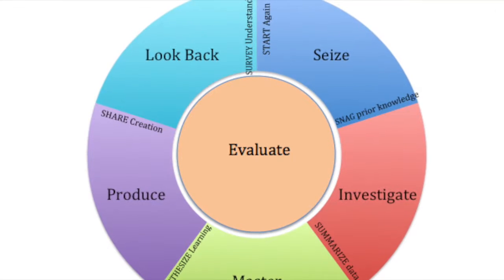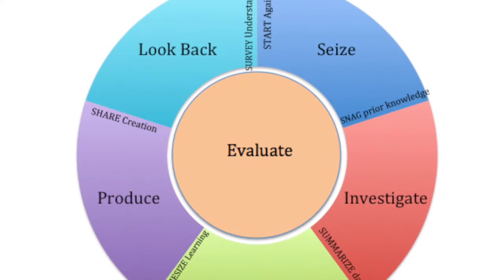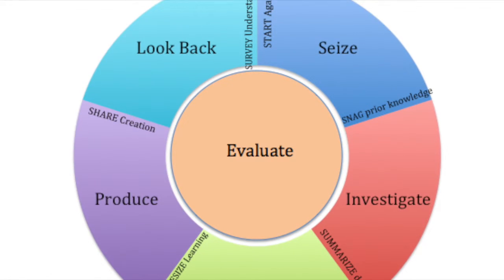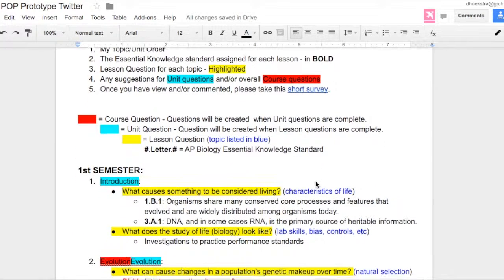My goal is to make this class more hands-on, to give the students the opportunity to actually build and create and make big connections. I decided that the first step was to look at how I have organized AP Biology. What order do the topics or the units come in? How are the essential knowledge standards provided by the AP College Board? Where and how do those fit into each of my units and my lessons?